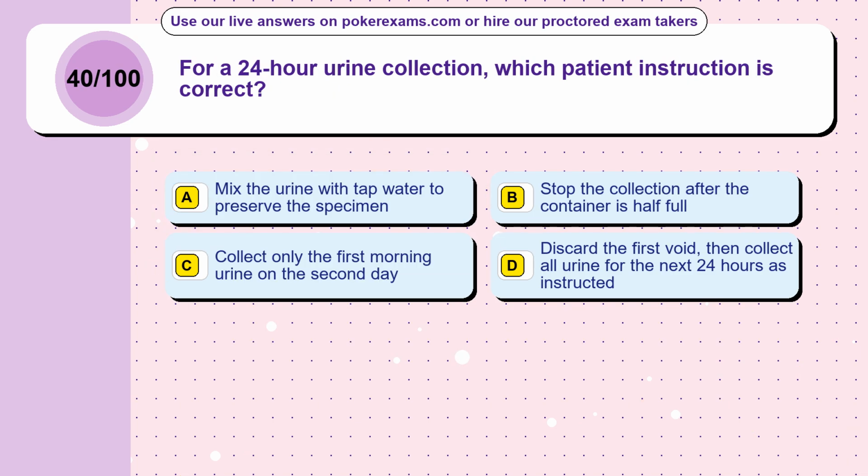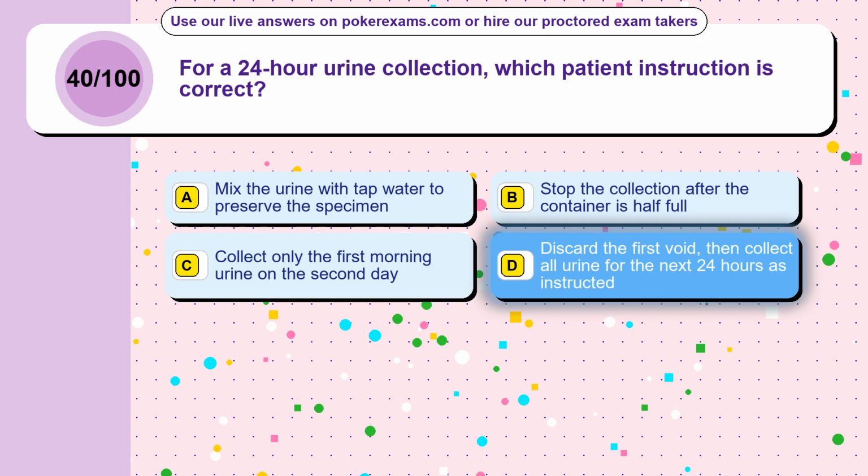Question 40. For a 24-hour urine collection, which patient instruction is correct? Option A. Mix the urine with tap water to preserve the specimen. Option B. Stop the collection after the container is half full. Option C. Collect only the first morning urine on the second day. Option D. Discard the first void, then collect all urine for the next 24 hours as instructed. The correct answer is option D.